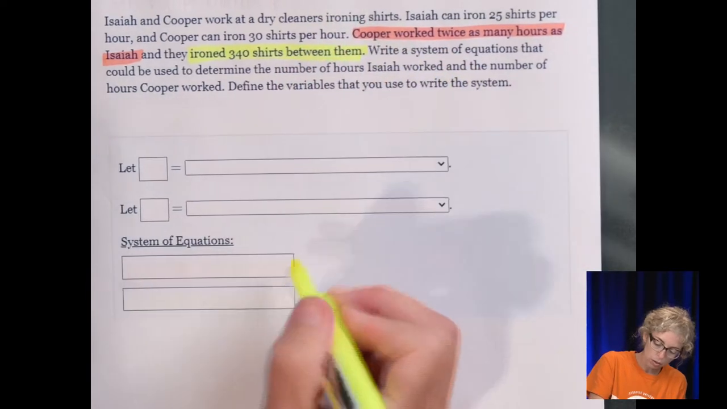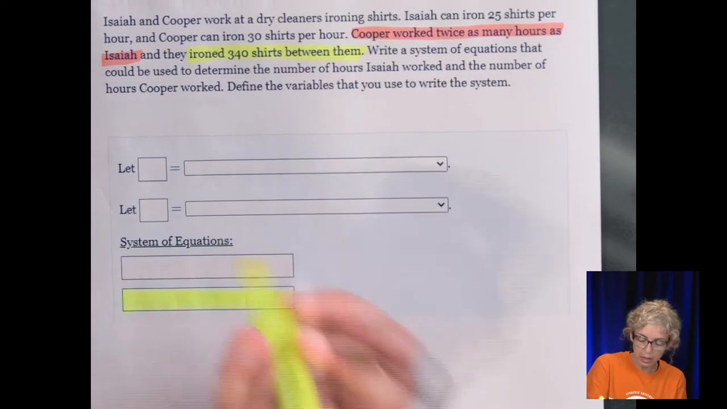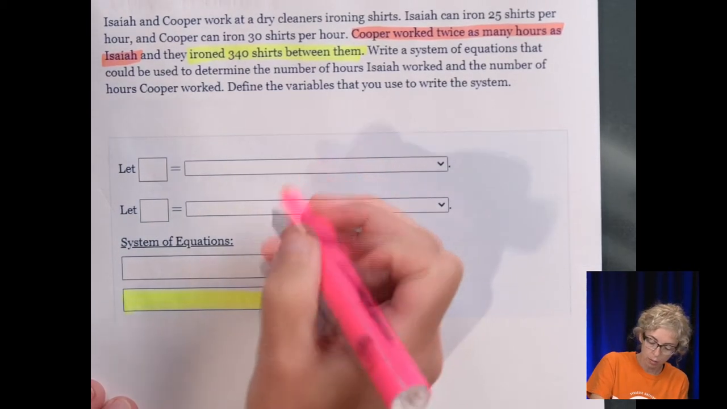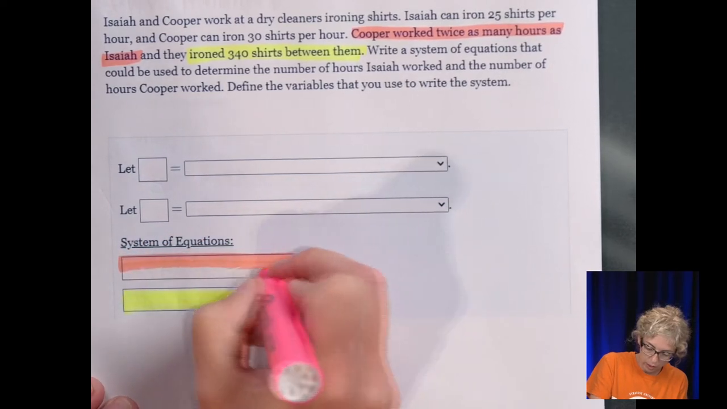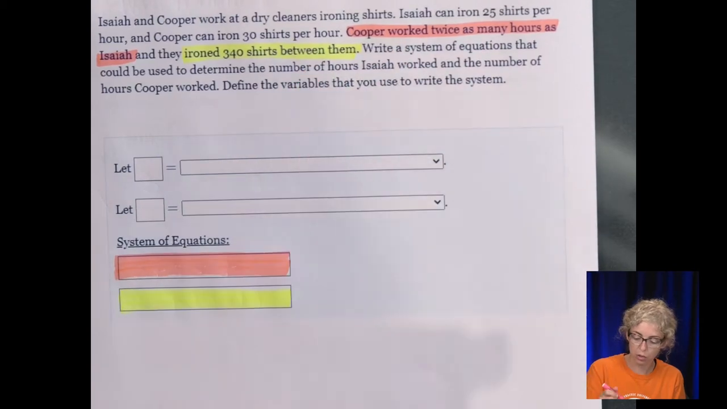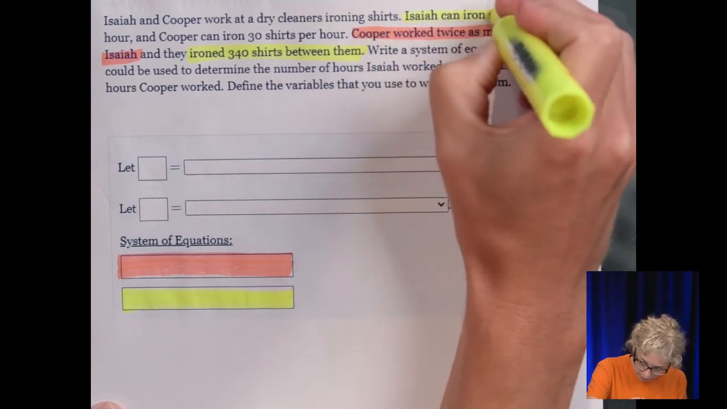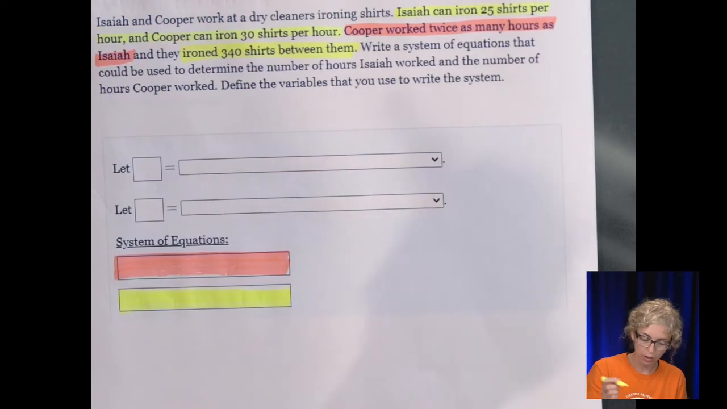So here's our two equations, and it gives you the rate or speed at which they can iron. So where does that come into play? Does that have to do with the hours they worked or the number of shirts? Number of shirts. So let's go back and highlight this in yellow. Isaiah can do 25 shirts per hour and Cooper 30.